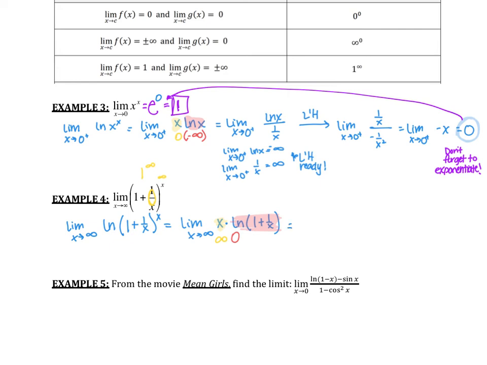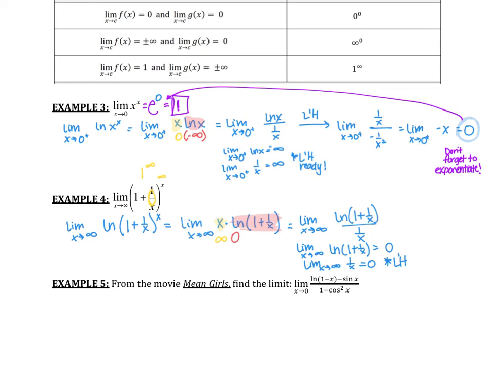So let's change this. This would be the limit as x approaches infinity of the natural log of 1 plus 1 over x, over 1 over x. So let's check L'Hopital's now. If we do the limit as x approaches infinity of the natural log of 1 plus 1 over x, we again get 0 because that 1 over x goes to 0. And if we do the limit as x approaches infinity of 1 over x, it too goes to 0. So we know this is L'Hopital ready.